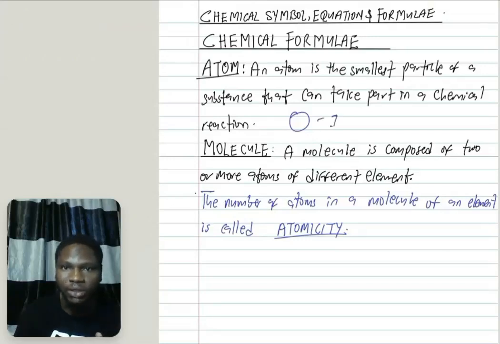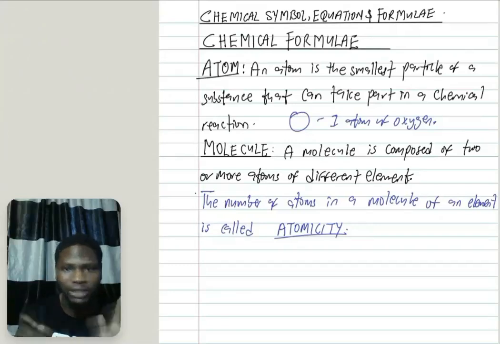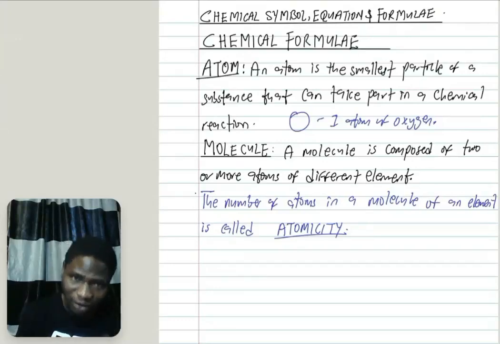So this represents one atom of oxygen. Good. Now, what is a molecule? A molecule is composed of two or more atoms. The smallest particle of a substance is the atom. A combination of atoms gives a molecule. Are we together? That is just it. So a molecule is composed of two or more atoms of different elements. Now, the number of atoms you have in a molecule is what we call atomicity.